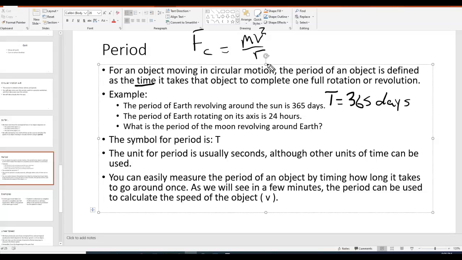And so period is something that's very easy to measure, and as we'll see in just a second, can be used to calculate v, which can be then plugged into this equation for centripetal force, or into the equation for centripetal acceleration. Okay, so that's one of the purposes of period. So let's do some simple examples.